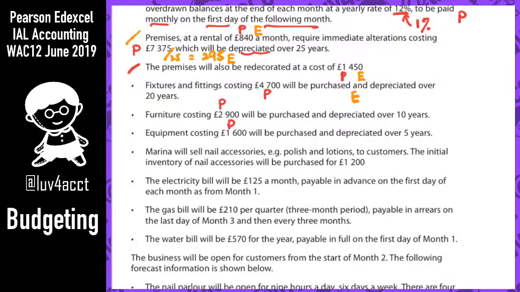Let us calculate. 4,700 over 20 years, so 235. This is 290. 1,600 over 5 years. This is 320.